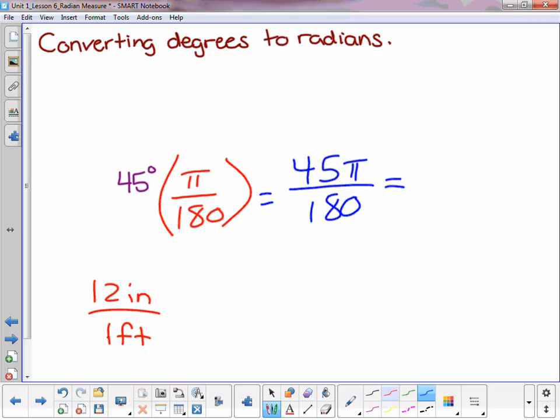So 45 can go into both of these. We can divide both of these evenly by 45. So we get 1 pi over 4. And we're just going to write it as pi over 4. So we started with degrees as our unit. 180 has degrees as its unit. Pi has radians as its unit. So when we do this multiplication, the degrees go away and we're left with just pi over 4 radians. So it's now a radian measure.